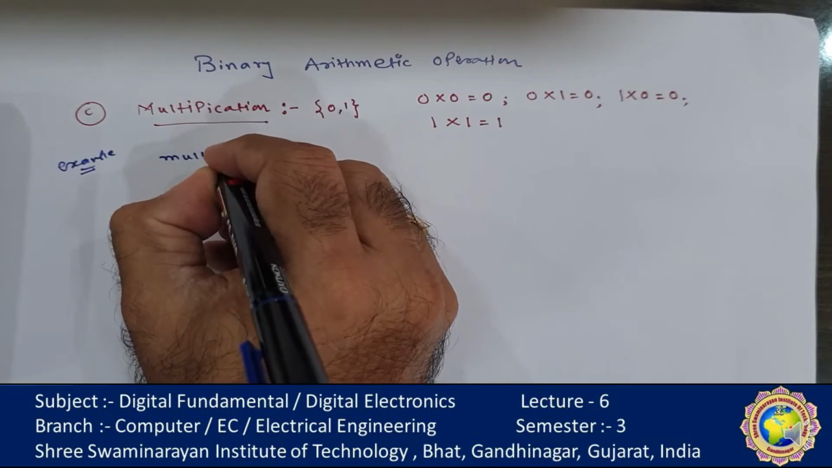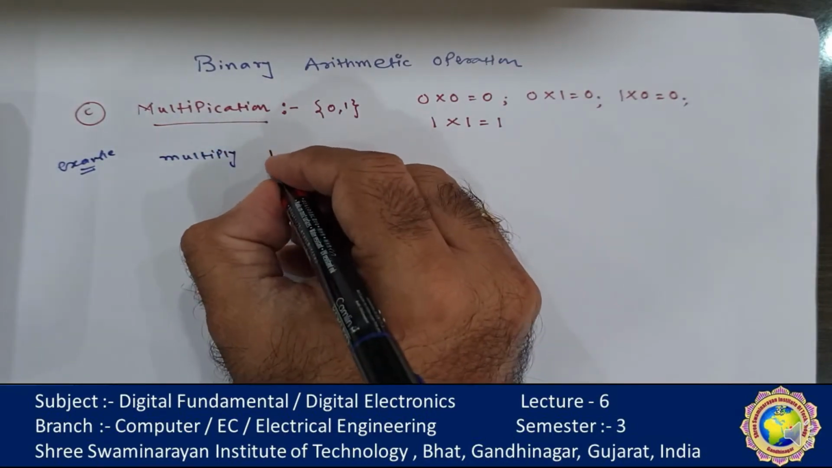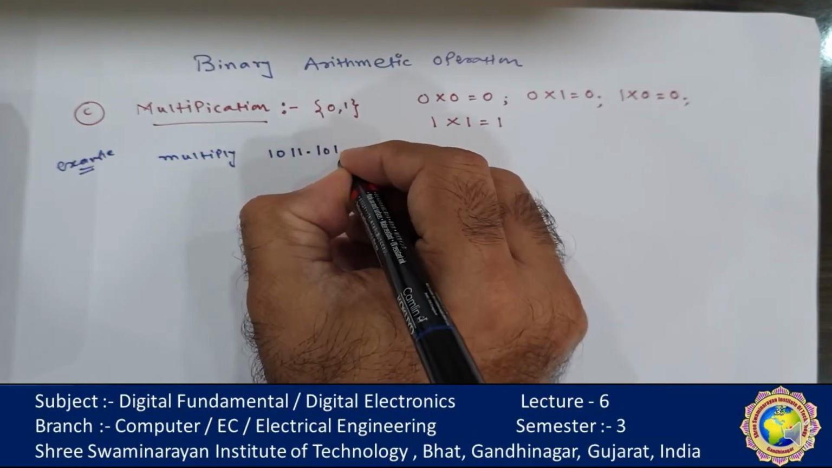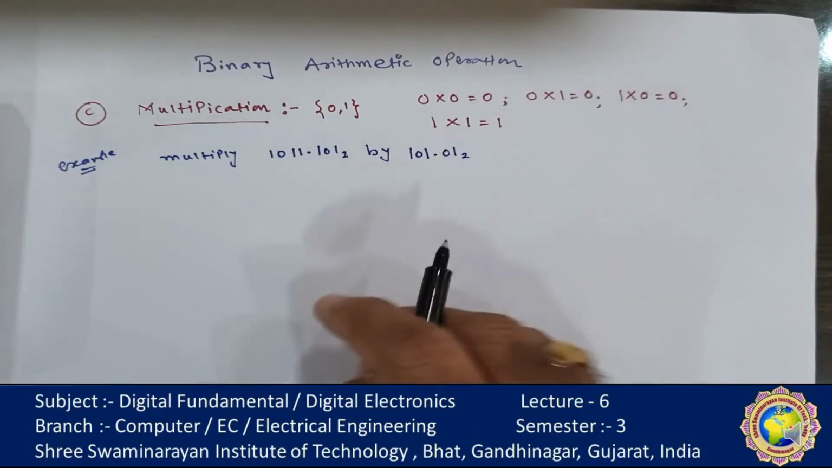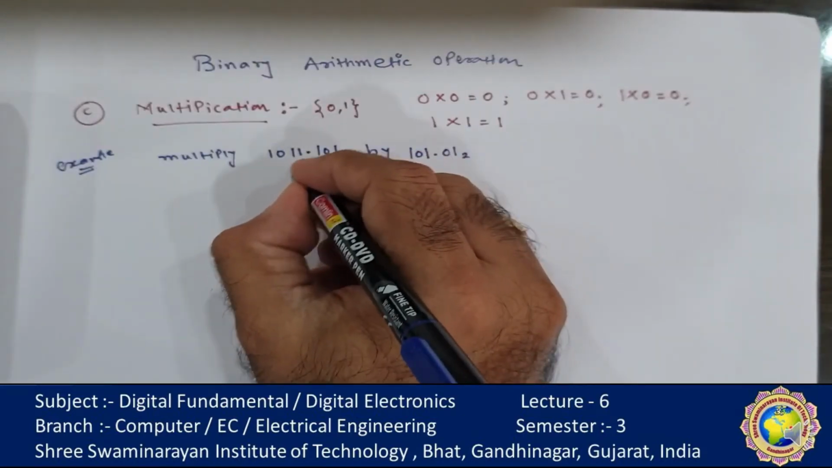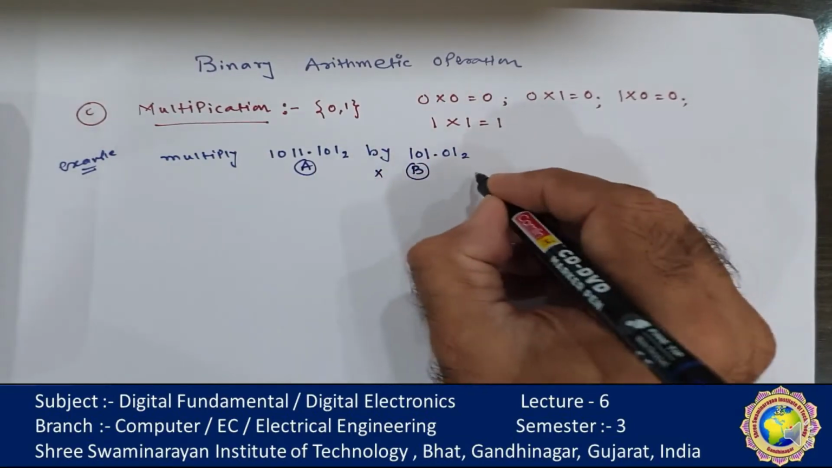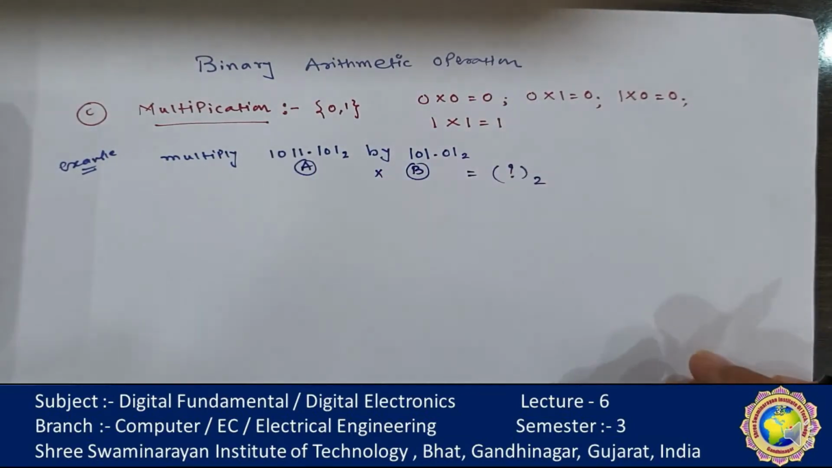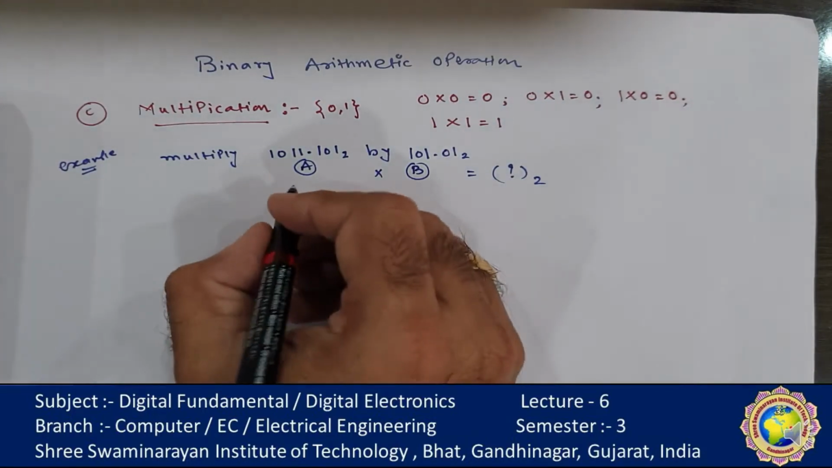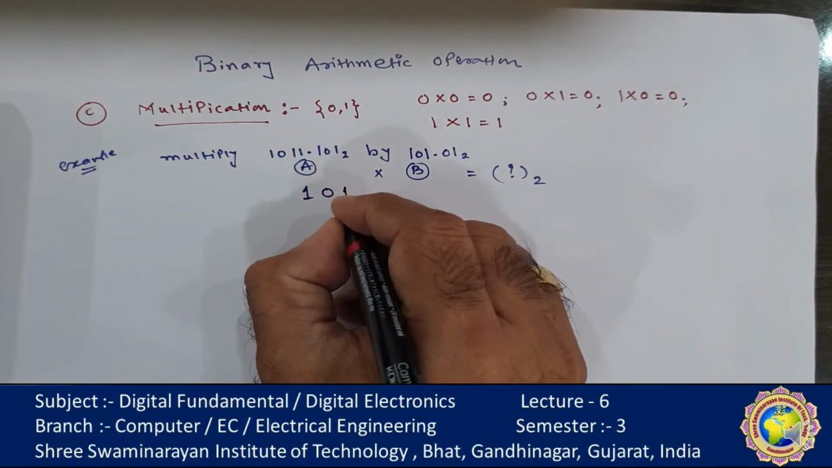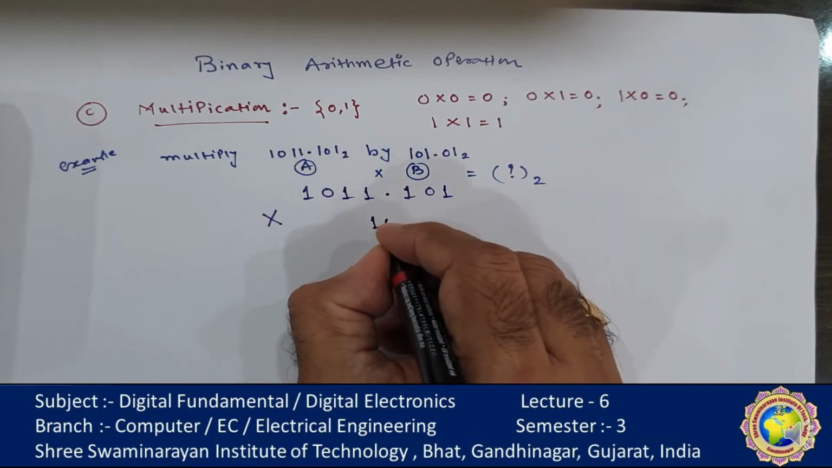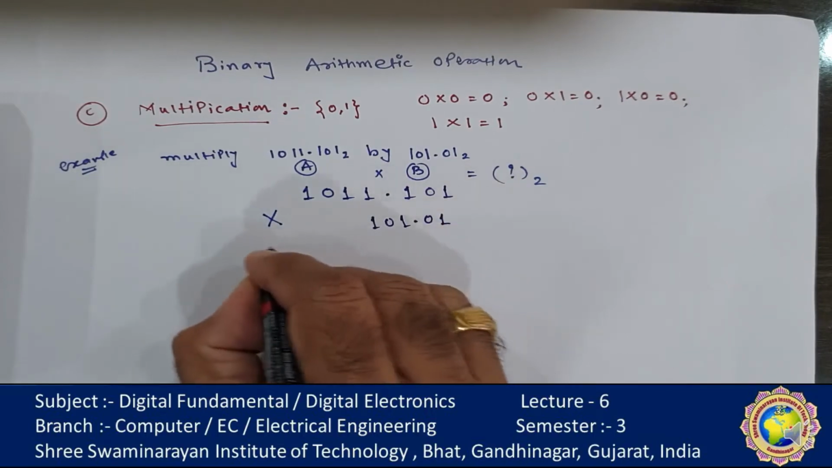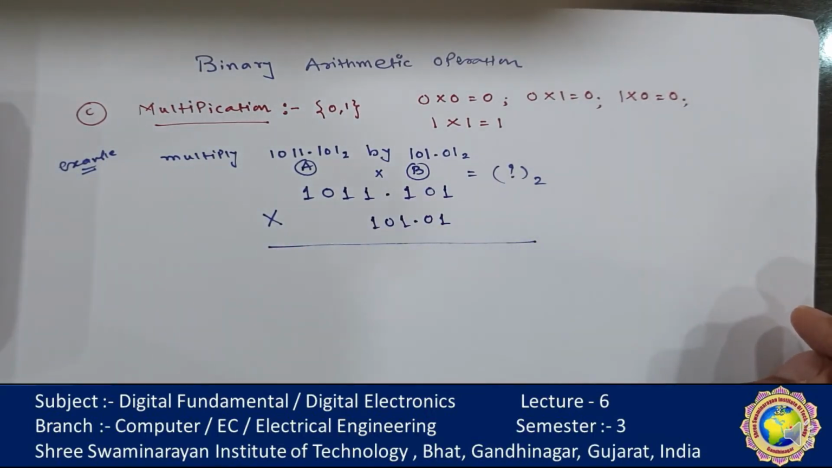Multiply the binary number 1011.101 by 101.01. See here, A is this number, we have to multiply it with B and find out the answer in binary without converting into decimal numbers. So A is 1011.101 and it is multiplied with 101.01.